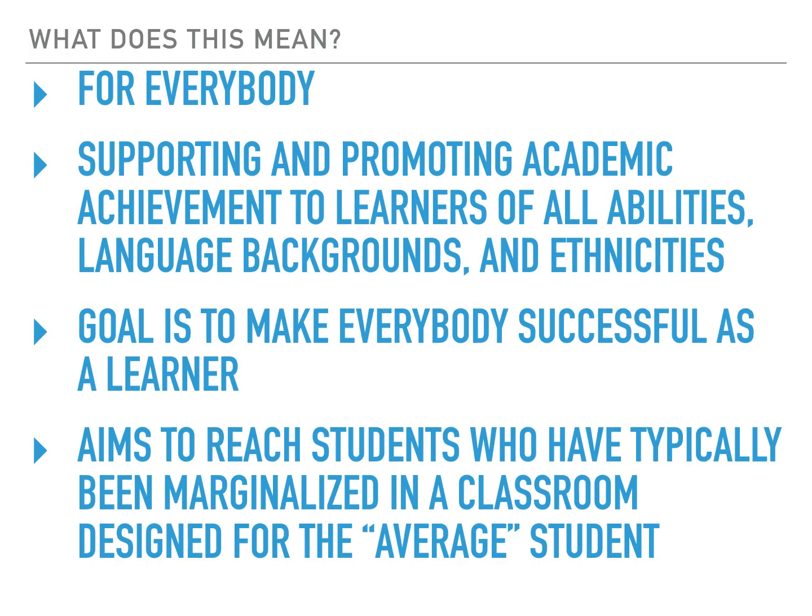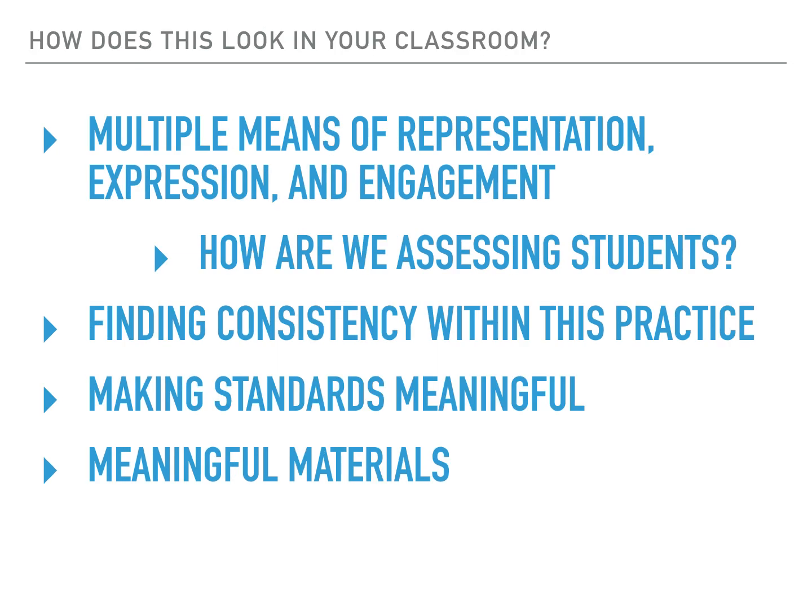So what does this mean? Basically, UDL is for everybody. It's for all students all across the spectrum in our classrooms. UDL's goal is to support and promote academic achievement to learners of all abilities, language backgrounds, ethnicities, and more. Basically, its goal is to make everybody successful as a learner. And lastly, it also aims to reach students who have typically been marginalized in a classroom designed for the so-called average student, which we have learned does not really exist.